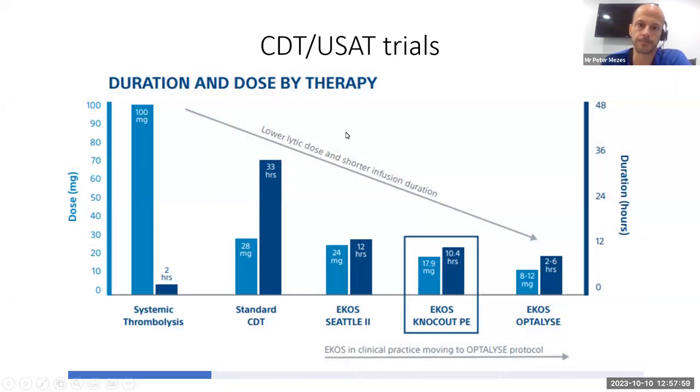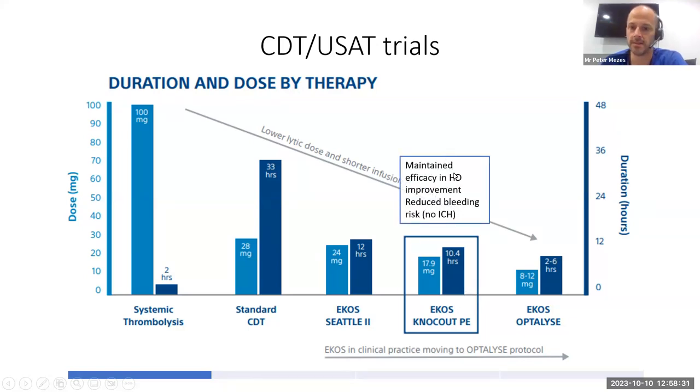This is a chart showing the outcomes of the various trials around ECOS, just to compare against the duration and dose of the systemic lytic. So we can see that there has been a significant reduction in the amount of lytic given, and also the time it has been given for, while especially in the KNOCKOUT registry, it shows that despite all this, the efficacy in terms of hemodynamic improvement has not been impaired. And there is also a reduced bleeding risk with no intracranial hemorrhage. So we're moving towards a procedure which is probably less risky in terms of bleeding and has similar efficacy.